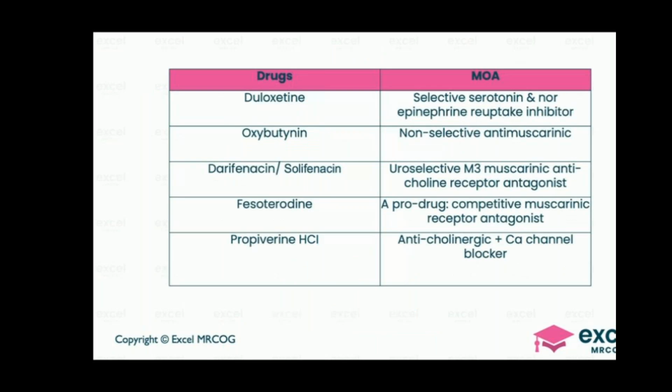What you need to know is duloxetine is an SNRI and oxybutynin is non-selective, which is why it is not a very good drug as far as side effects are concerned, but it is very effective. Darifenacin and solifenacin are uroselective, although they have other side effects. Propiverine is used in Japan, and it is anticholinergic and a calcium channel blocker. This is mentioned in a TOG article, which is quite old.